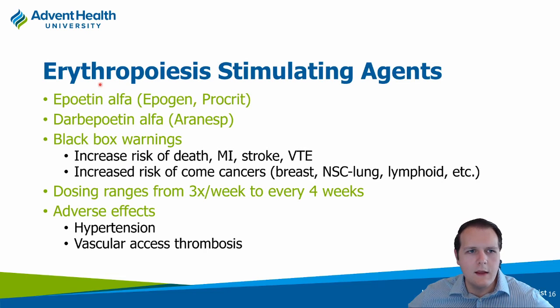So the few erythropoiesis stimulating agents we have include epoetin alpha. This is frequently a brand name, Epogen or Procrit, and then there's darbepoetin alpha, or Aranesp. As I mentioned, the black box warnings have to do with death, MI, stroke, and VTE due to that sludging effect of the blood. And then, of course, because we are stimulating these cells to replicate, this could increase the risk for some cancers, things like breast cancer and whatnot. So this is another thing you want to screen for, especially if they have a high-risk history.